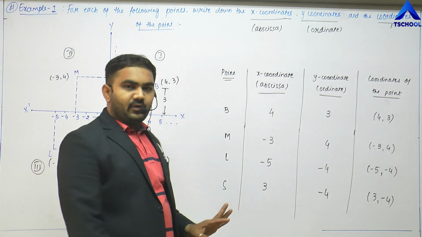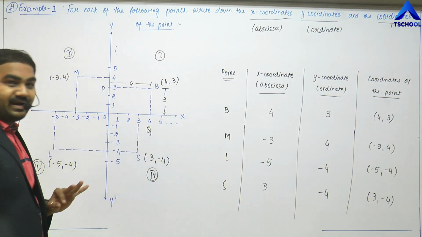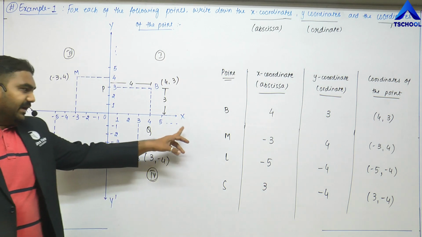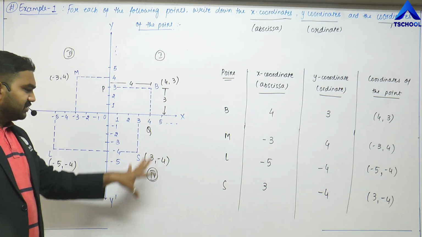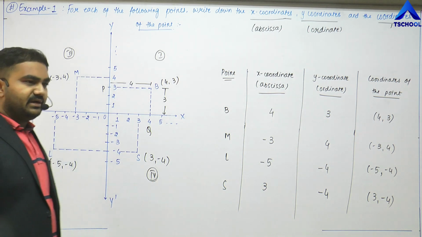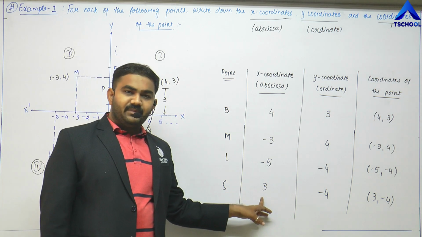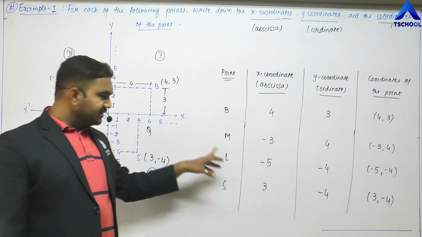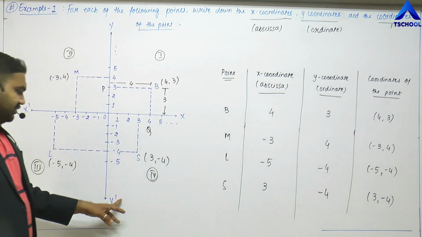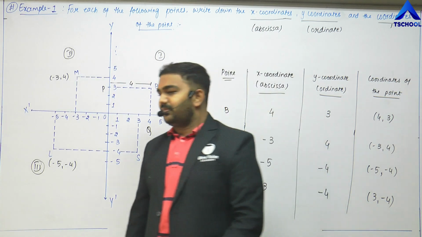And lastly, for point S lying in the fourth quadrant, the fourth quadrant is made up of positive x-axis and negative y-axis, right? Positive x-axis and negative y-axis. This is the fourth quadrant. So whenever you are finding out the coordinates of a point in the fourth quadrant, at that time the x coordinate will be positive because it is positive x-axis, and the y coordinate is negative because it is negative y-axis. So the combined point you get is 3 comma minus 4, right?